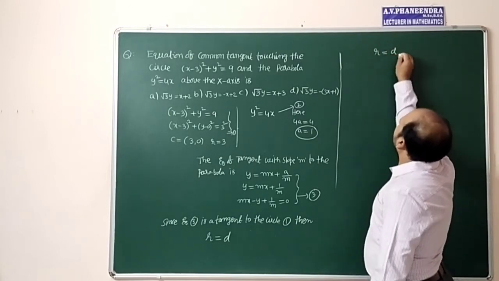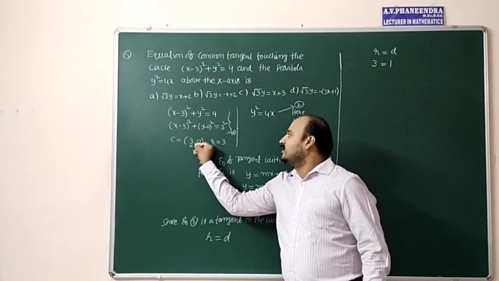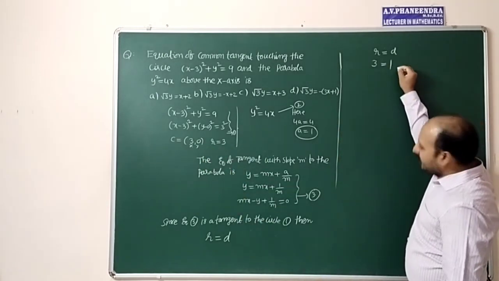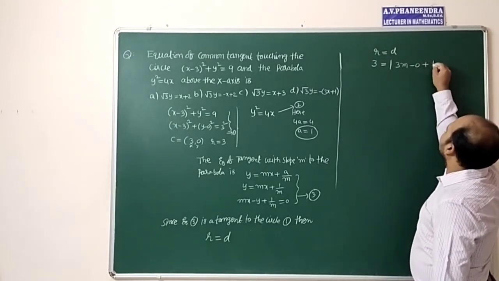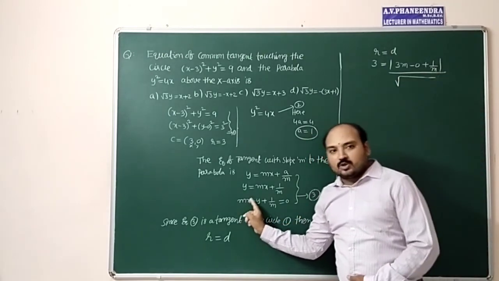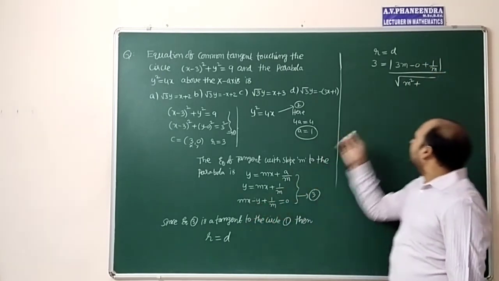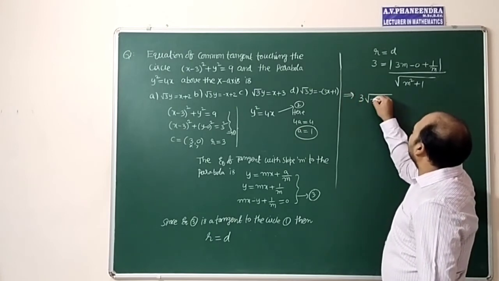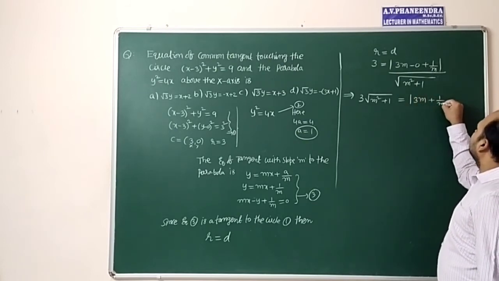Once again I am writing here, r value is 3, d equal to the perpendicular distance from (3, 0). This is x, this is y. In place of x comma y substitute 3 comma 0. It will become mod of 3m minus 0 plus 1 by m, divided by root of x coefficient whole square plus y coefficient whole square. X coefficient whole square is m square, plus y coefficient whole square. The y coefficient is minus 1, and minus 1 whole square is plus 1. Cross multiply: 3 into square root of m square plus 1 is equal to mod 3m plus 1 by m.